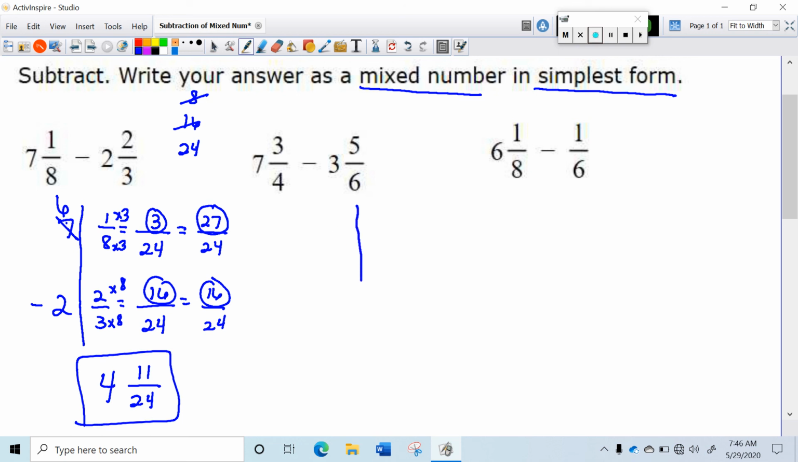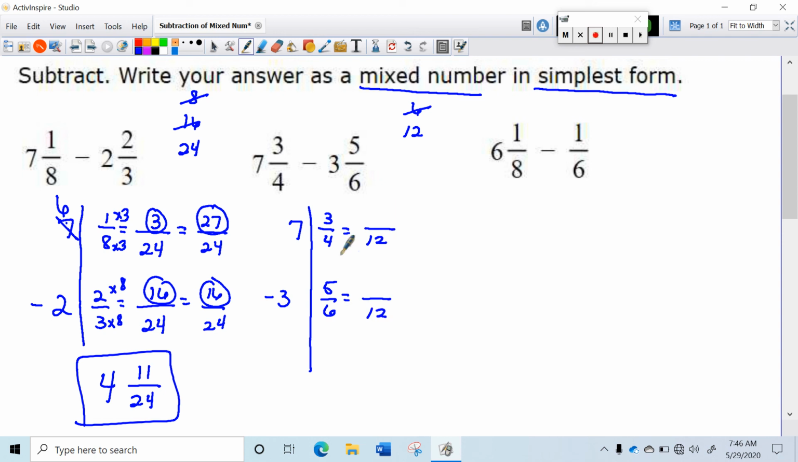So again, write the problem down vertically first. Let me move that over a little bit so I have room. So 7 3/4, take away 3 and 5/6. So I'm going to use my largest number of 6 and see if I can divide the other number into it. 6 divided by 4 does not work, so I need to add that to itself. 6 plus 6 is 12. 12 divided by 4 does work. That means I want a common denominator of 12.